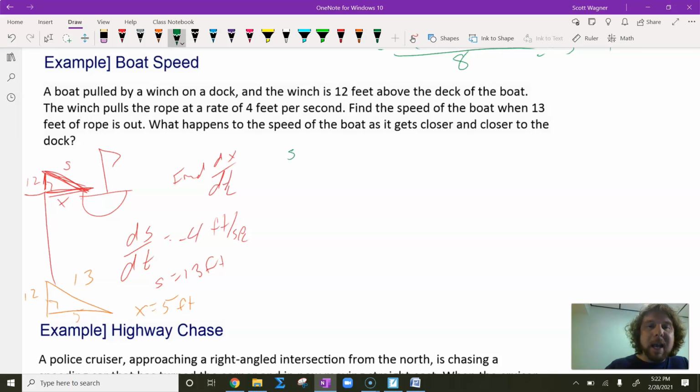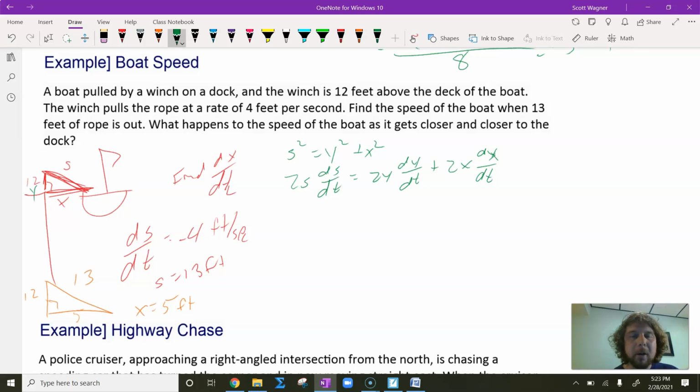All right, this is going to be another Pythagorean theorem problem. So I can say s squared is equal to 12 squared, or in this case, why don't we use the variables right there? 12 will equal y. So that would be y squared plus x squared. Okay, so take the derivative then. So s squared's derivative is going to be 2s ds/dt. y squared is going to be 2y dy/dt. And then x squared will be 2x dx/dt.